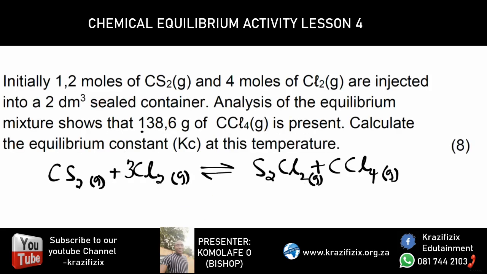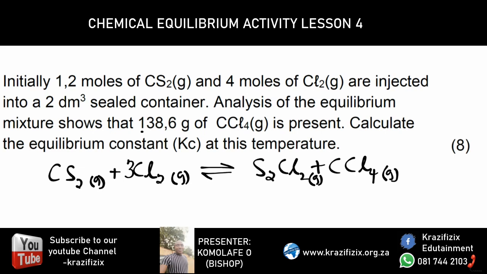All right. Initially, 1,2 moles of CS2 gas and 4 moles of chlorine gas are injected into a 2 dm cube container. Very important: initially, 1,2 moles and 4 moles. Analysis of this equilibrium mixture shows that 138.6 grams, now we're talking about grams, of chloromethane is present. Calculate the equilibrium constant Kc at this temperature.